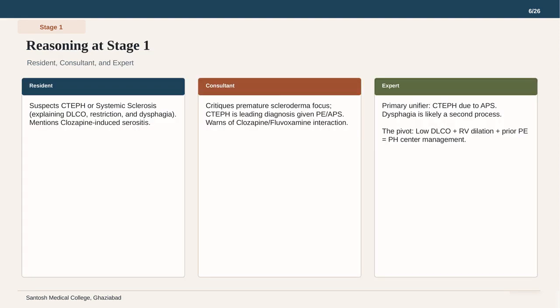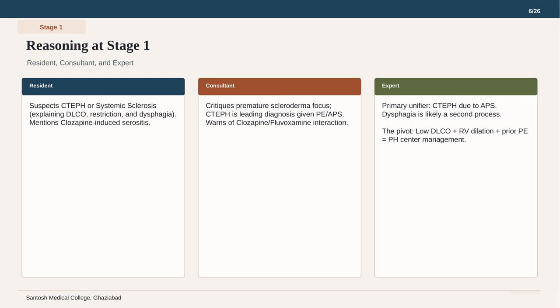On this slide, we see the reasoning at stage one. From our three perspectives, the resident suspects chronic thromboembolic pulmonary hypertension, or CTEPH, or perhaps systemic sclerosis to explain the low DLCO and dysphagia. The consultant, however, critiques the focus on scleroderma as premature. They argue that CTEPH is the leading diagnosis given the prior pulmonary embolism and APS, while also warning about the potential interaction between clozapine and fluvoxamine.